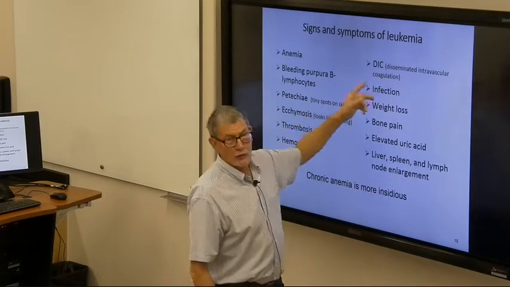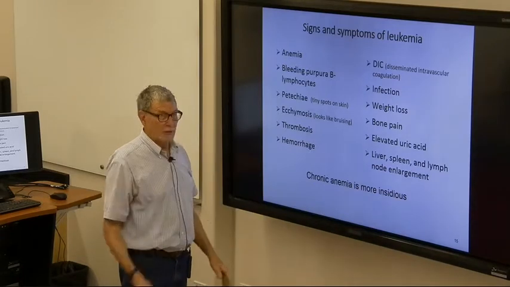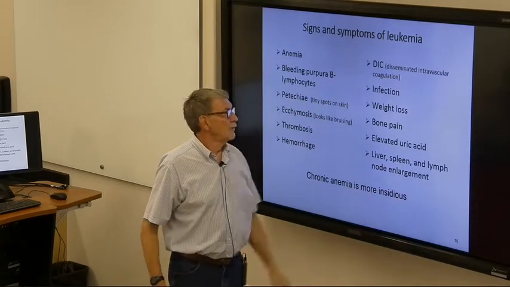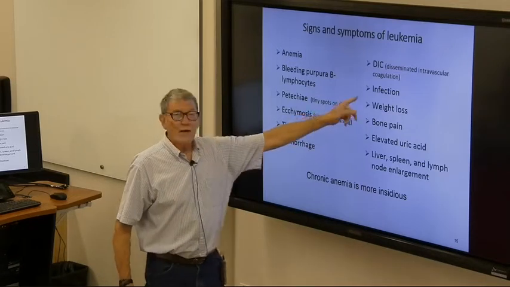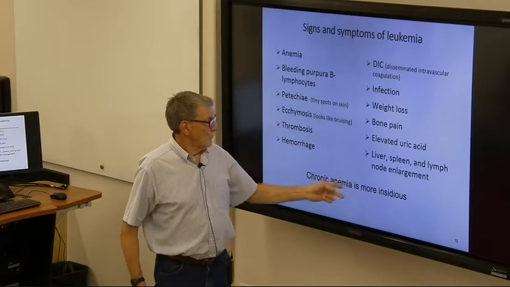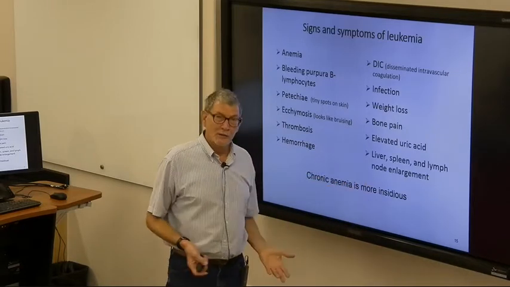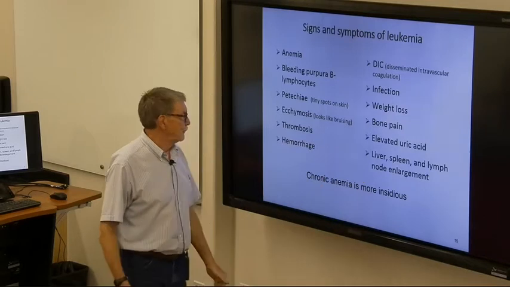Disseminated intravascular coagulation we'll look at in a minute. That's a pretty serious condition that can come from this. Infection because your immune system isn't working right, enlarged lymph nodes, enlarged other lymphatic tissue like the spleen.